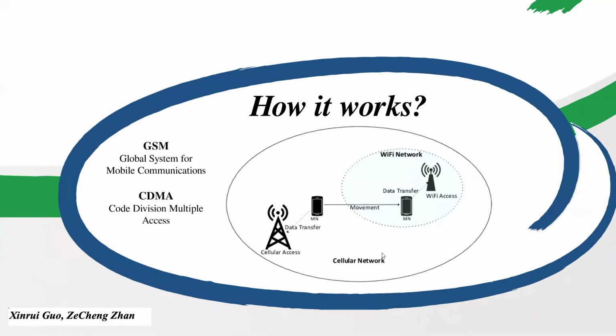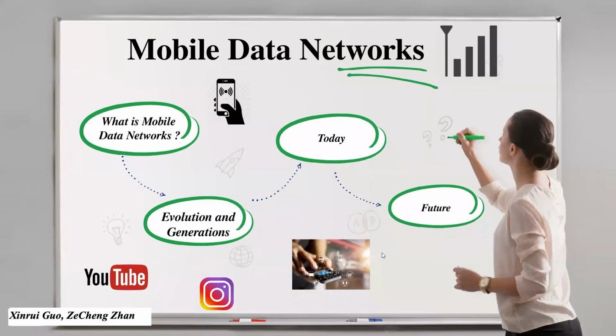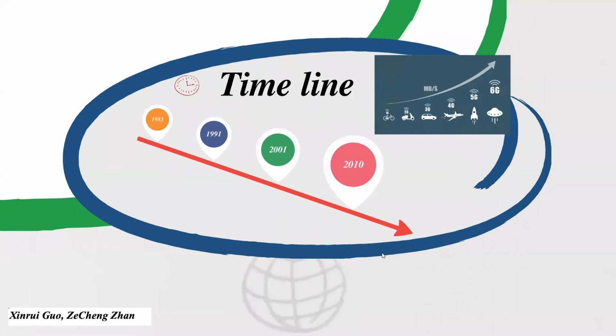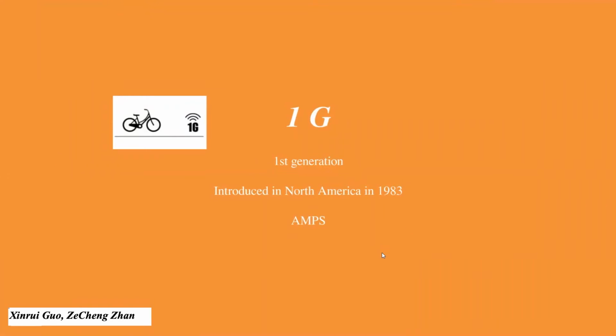So now you might be curious about how and when the mobile data network improved. In other words, what is the evolution and generation of it? So in today's world, we mainly have 1 to 4G. In fact, 5G is already here, but not yet as a major application, and we will discuss it later. Here is the timeline. 1G is the first generation that was introduced in North America in 1983, and it used the advanced mobile phone system.